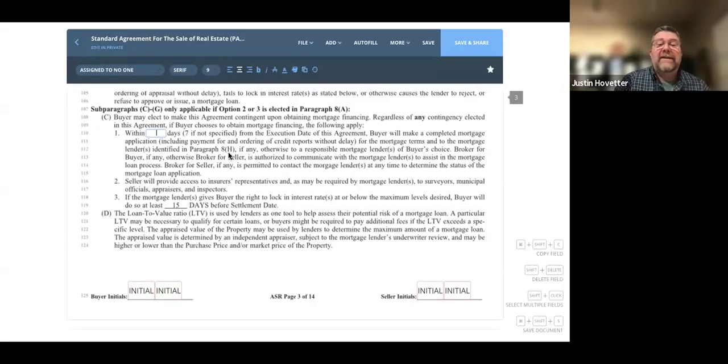The seller will provide access to the insurer's representatives and, as may be required by the mortgage lender, surveyors, municipal officials, appraisers, and inspectors. So even if you have not elected any other contingency, if the insurance agent needs to have an electrical inspection done to verify that there's no knob and tube wiring, seller has to let them in. If we need to verify whether this is a shared sewer line or something, you may be playing that game. So those are things that could happen, and those are protected here.